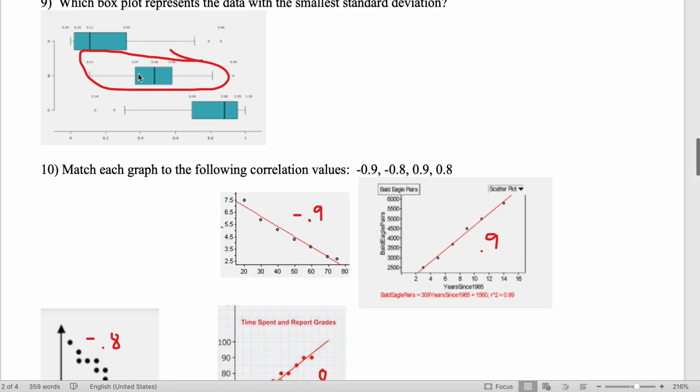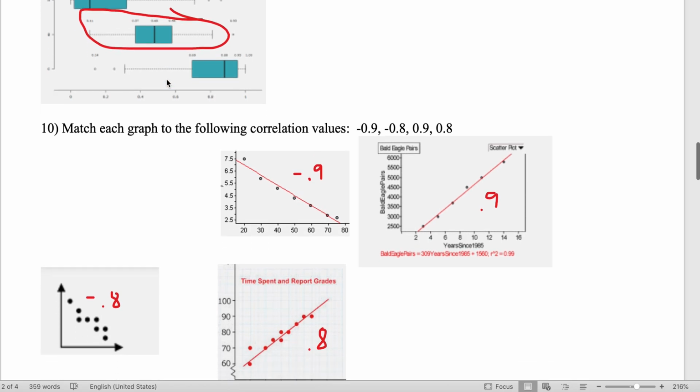I tended to think that it was probably this one in the middle here because the interquartile range, this blue rectangle in the middle, was smallest, but I don't think we can absolutely conclude that. So let's just disregard number 9.